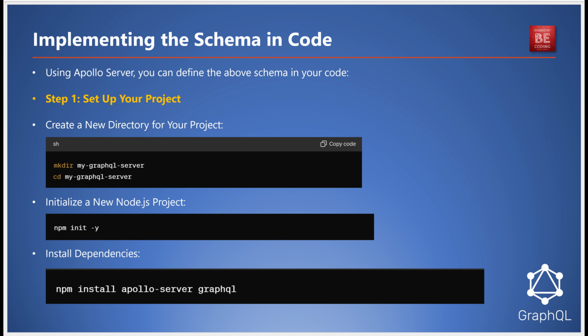Step 1 in setting up a GraphQL server involves creating a new project directory. Begin by making a directory named My GraphQL Server and navigate into it. Next, initialize a new Node.js project and install the necessary dependencies, namely Apollo Server and GraphQL.